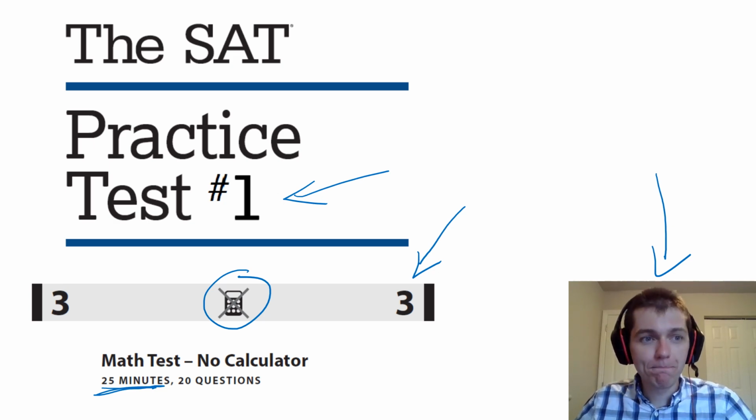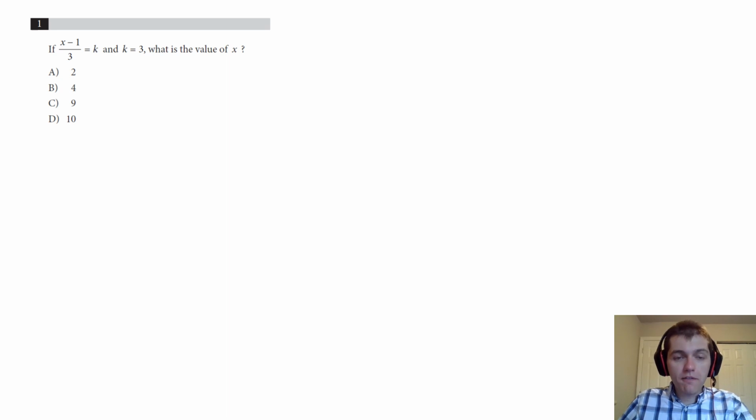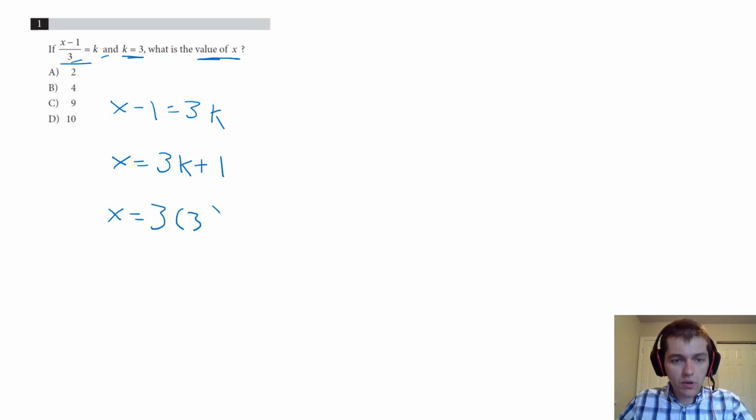Let's jump right in. Problem 1, they're asking for a value of x, which simply means rearrange the equation given for x. You can do that by starting with x minus 1, multiply both sides by 3, gives you 3k. Add 1 to both sides, x is equal to 3k plus 1. Now plug in the value that they give you for k. You'll have x is equal to 3 times 3 plus 1. X is equal to 9 plus 1. X is equal to 10, which is answer D.